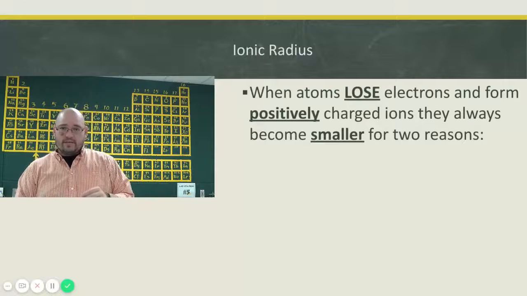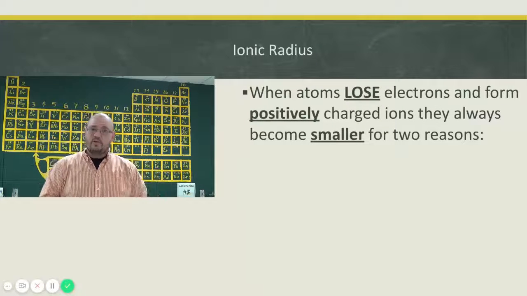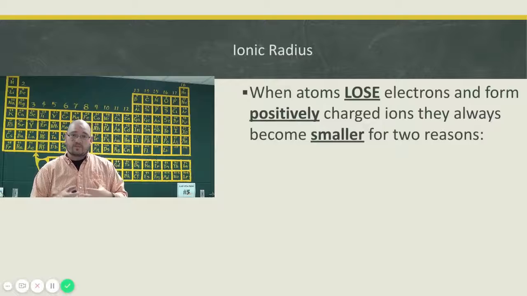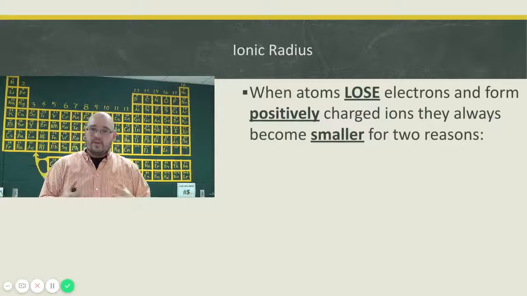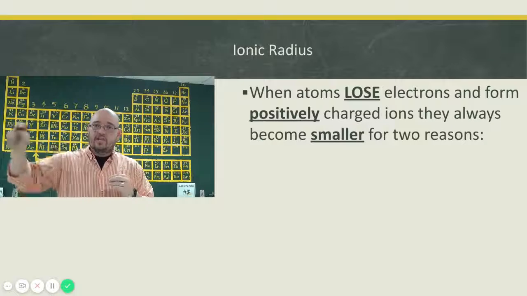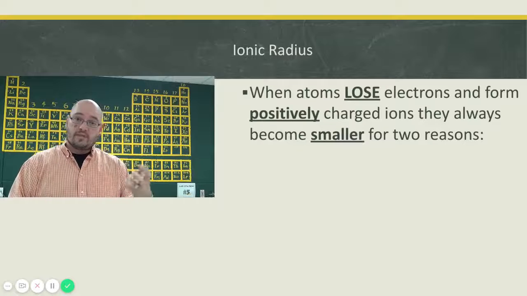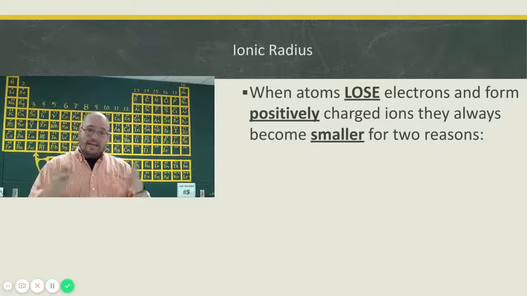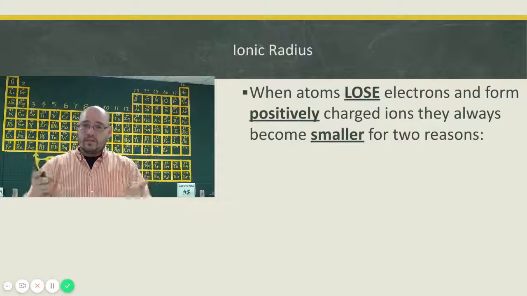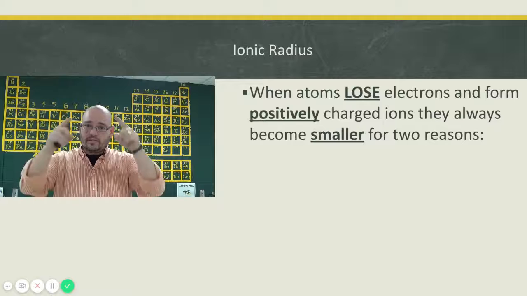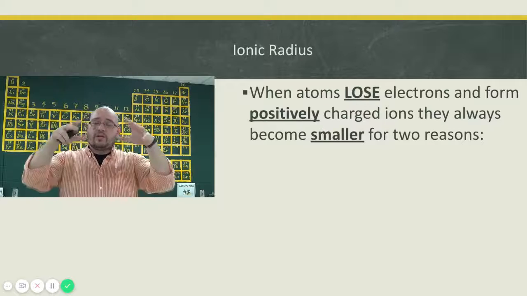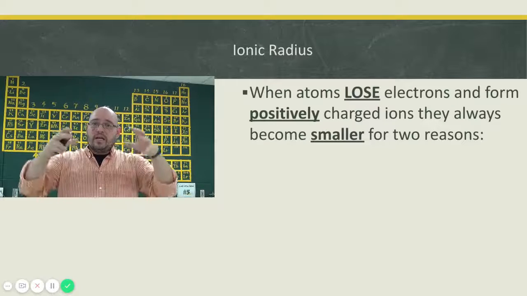Now, ionic radius is very similar to atomic radius because it's measured kind of the same way. When atoms lose electrons, they're going to form positive ions. Because they lose an electron, they've lost a negative charge. That means they have an extra positive charge, so they're now positive ions. And they become smaller for two reasons. One, they're going to lose the valence electrons on the outside, those valence electrons that we talked about before.